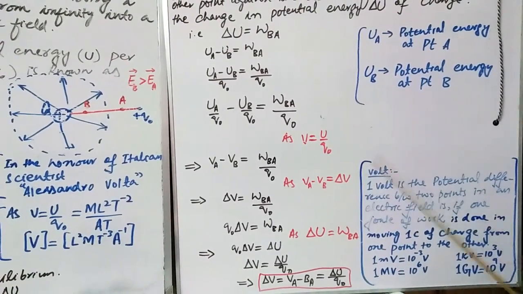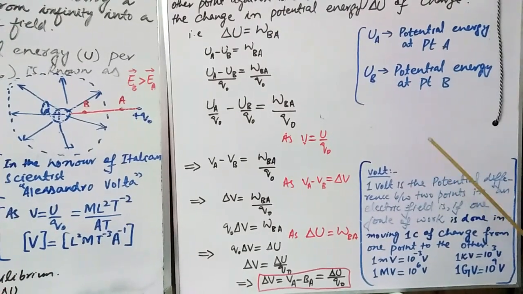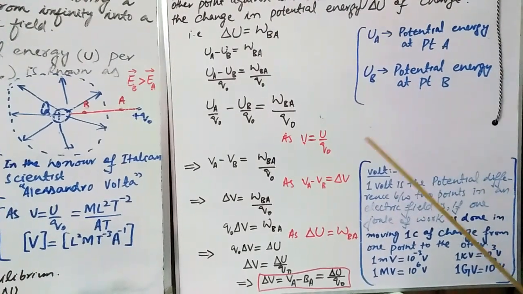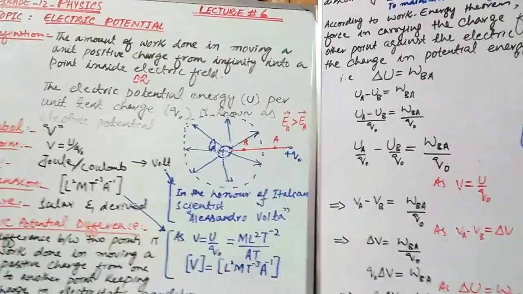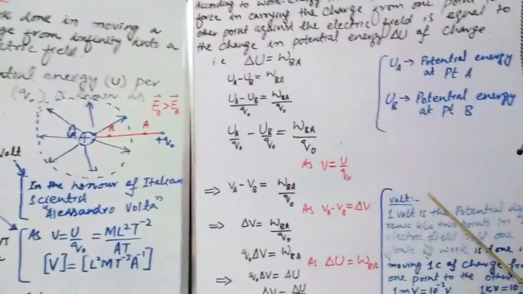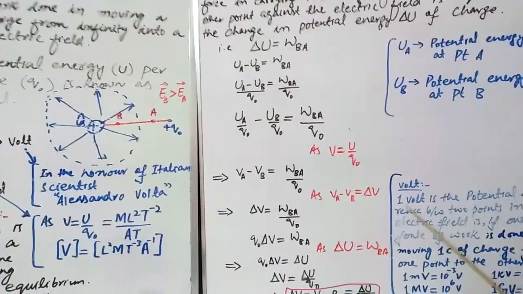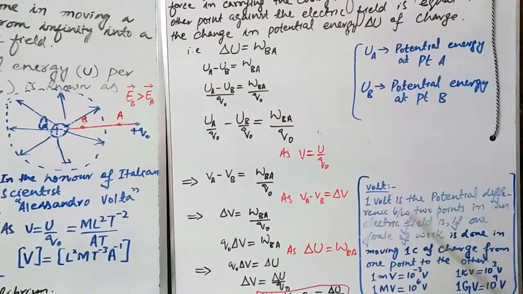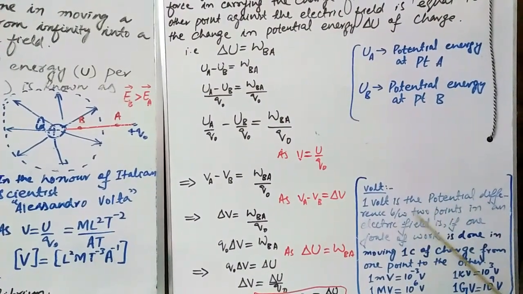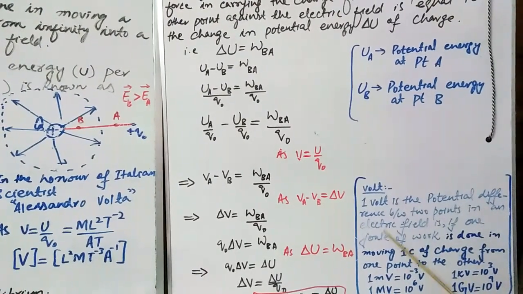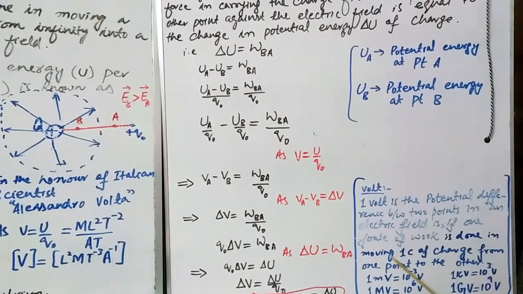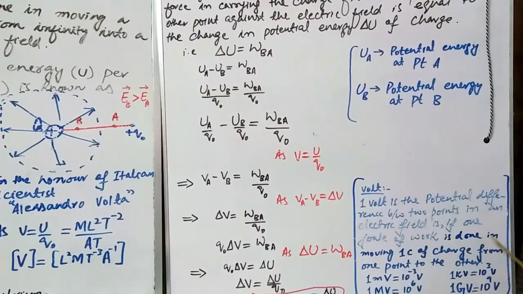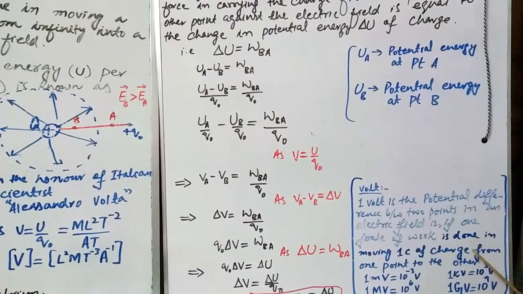At last, I would like to tell you the unit of electric potential and electric potential difference is volt. So what is volt? 1 volt is the potential difference between 2 points in an electric field if 1 joule of work is done in moving 1 coulomb of charge from one point to the other.